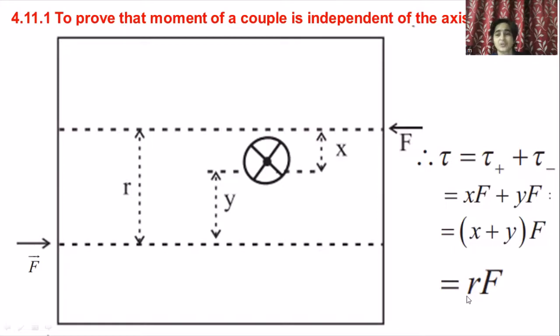Okay, so see here, in the formula we don't refer to the position of the axis of rotation. It is simply the magnitude of force multiplied by the perpendicular distance between the two forces. That is, this couple is independent of the position of the axis of rotation. This is proved.